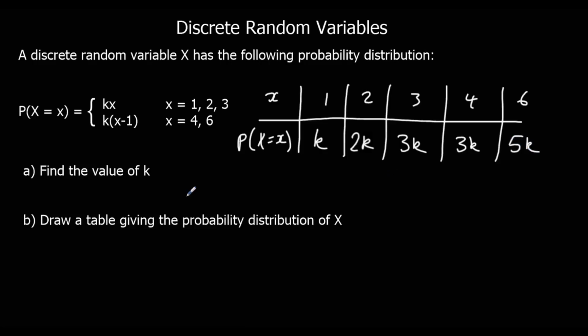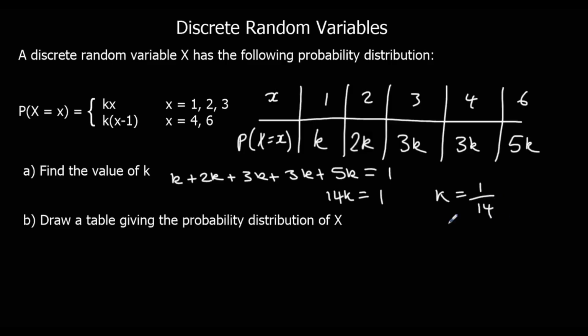So we're going to find the value of k. All of the probabilities have to add up to one whole. So k plus 2k plus 3k plus 3k plus 5k have to equal one whole. So we've got 3, 6, 9, 14 k's equal one whole. So k must be 1/14.